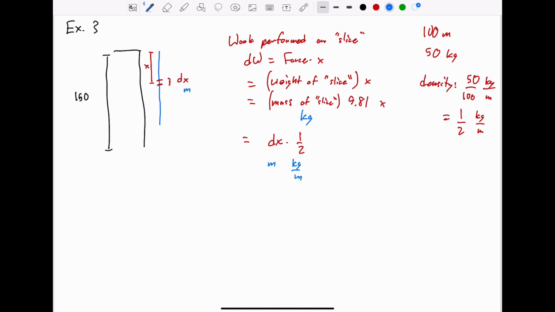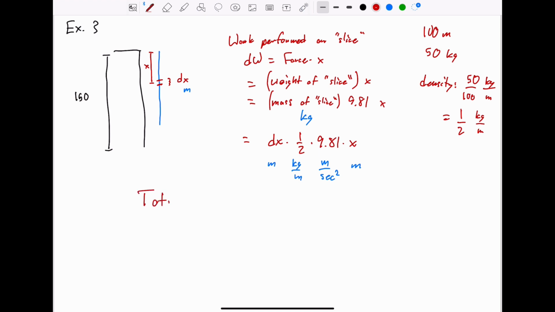This is still times 9.81 times x. And let's think of units here as well. 9.81, this is meters per second squared. x has units of meters. If we take all of these units together, we'd have kilograms times meters per second squared times meters. These are units of joules. So we are getting units for work. This is the amount of work performed on one representative slice of chain. Once we have this, we simply need to integrate to find the total amount of work.